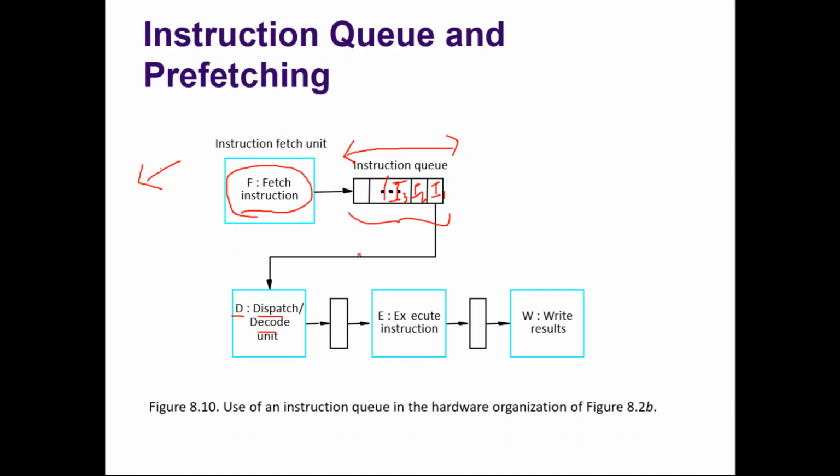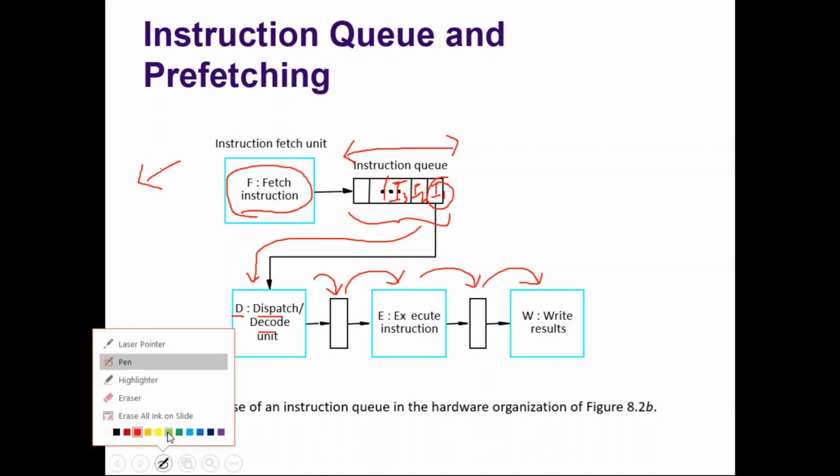So the job of the dispatch or decode unit is to just take an instruction from the instruction queue and decode it. It will remove one instruction from the instruction queue, decode that instruction, fetch the operand and keep it in the buffer as usual. And the execution unit will take these contents, execute, and write the output in its buffer, that is the ALU's output. And the write unit will take this output and write it in the appropriate register. So here we are introducing an instruction queue, so the fetch unit can fetch and keep instructions in the instruction queue in advance.